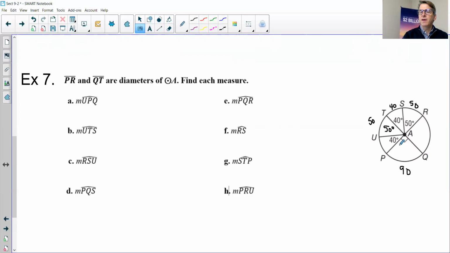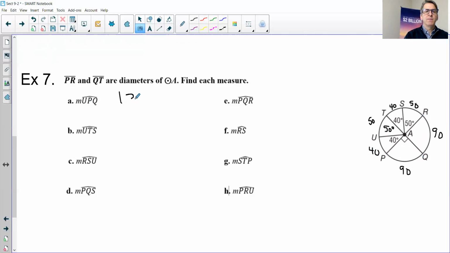And if this is a diameter here, this is also going to be 90. So we have everything labeled here, and we can start handling these questions for example 7. Letter A, UPQ: go from U to P and then Q. Oh, I forgot to put my 40 in here. UPQ is 90 plus 40, 130.